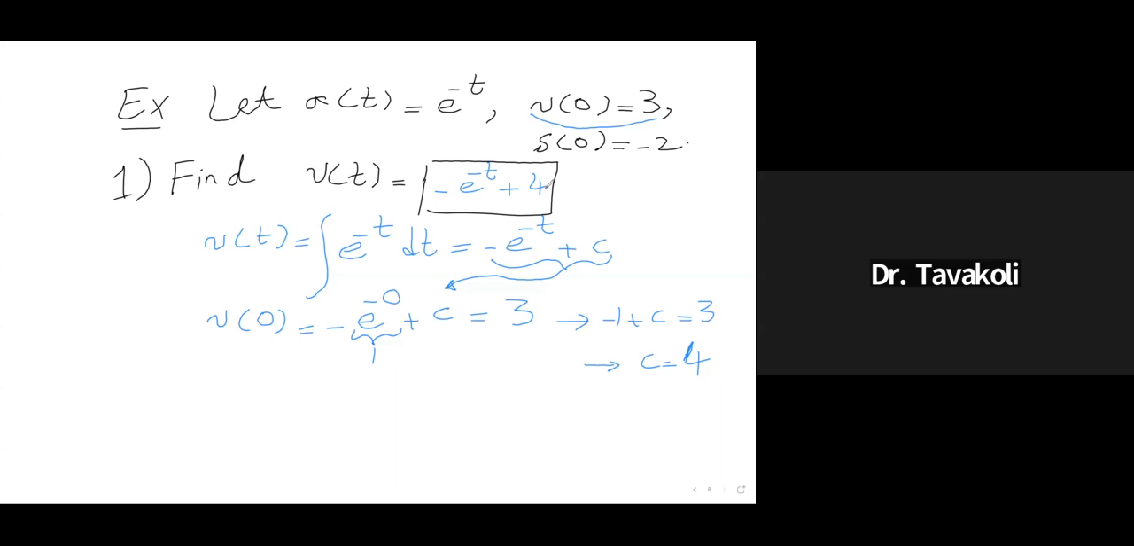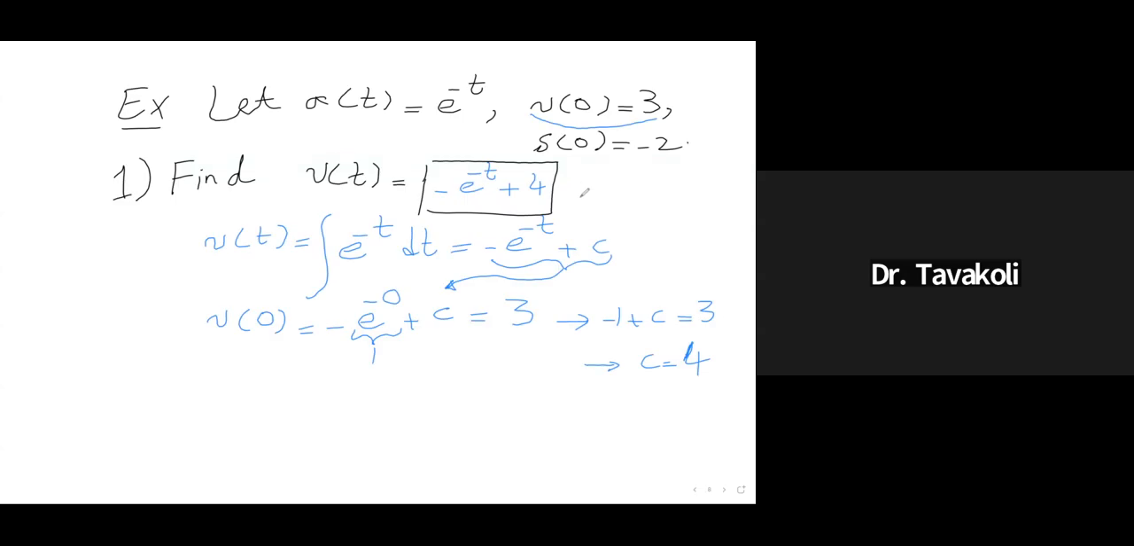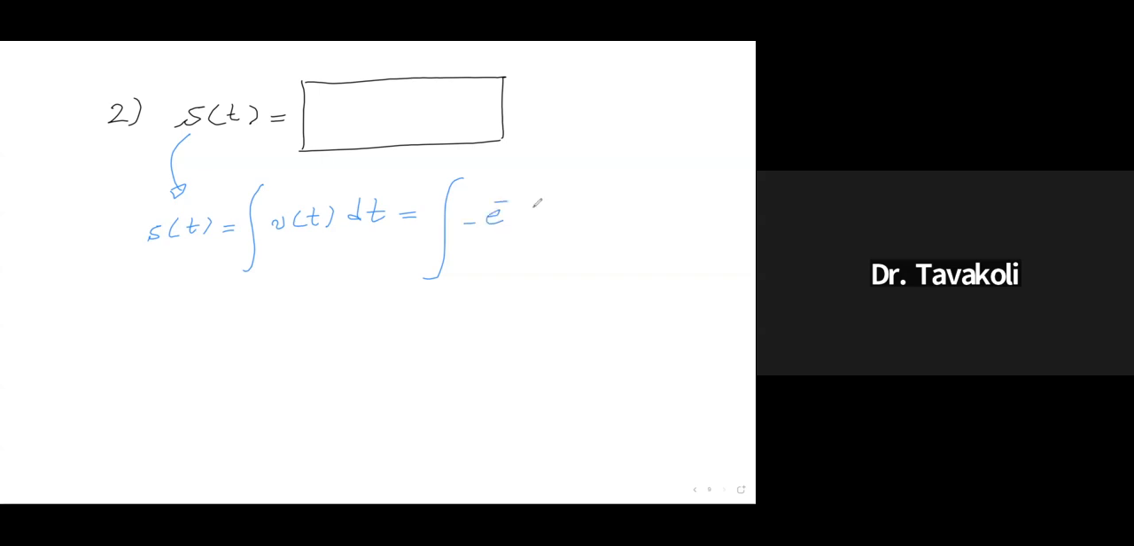Now please find s of t. Now we have v of t, find the equation of s of t. s of t is the integral of v of t, right? What was v of t? v of t was something that we found in the first part, right? So it is minus e to the power of minus t plus 4.